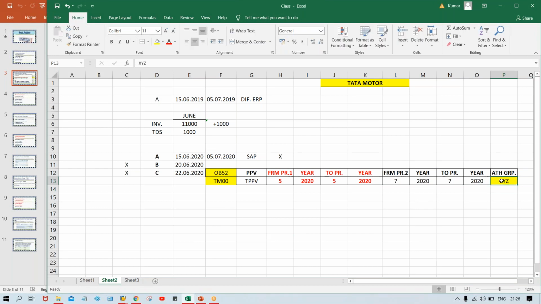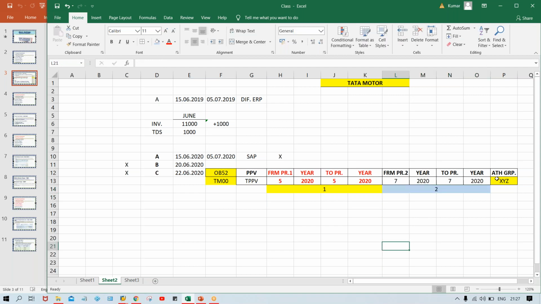Okay, so authorization group means whatever we are giving, right? Generally, the normal periods are going to be open here itself, from period number 1. This is called interval 1, and this is called interval 2.